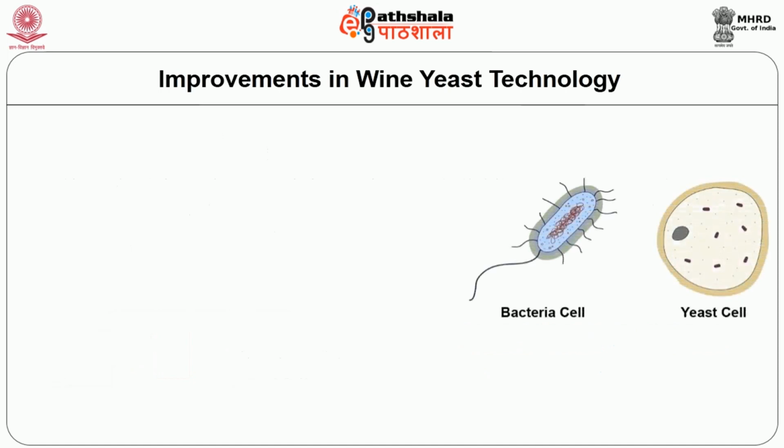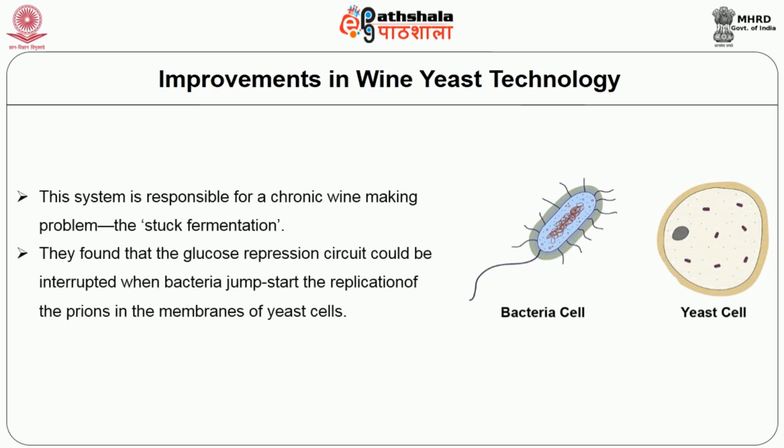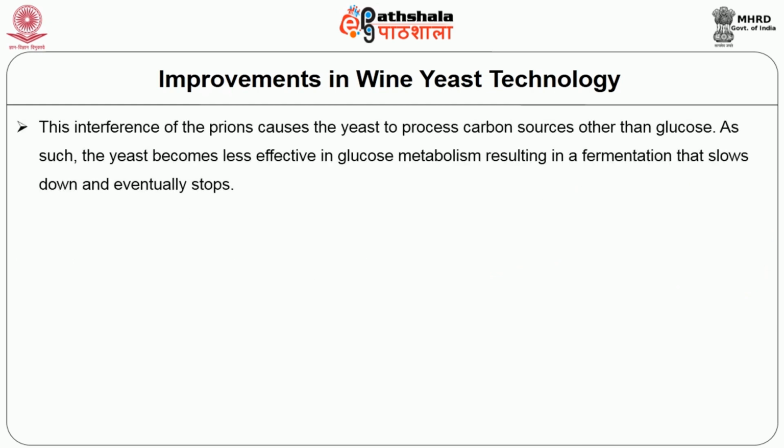Recent studies have shown that there is a biochemical communication system that crosses from bacteria to yeast, which makes use of prions. This system is responsible for a chronic winemaking problem, that is, the stuck fermentation. And they found that the glucose repression circuit could be interrupted when bacteria jumpstart the replication of the prions in the membranes of yeast cells. This interference of the prions causes the yeast to process carbon sources other than glucose. As such, the yeast becomes less effective in glucose metabolism, resulting in a fermentation that slows down and eventually stops.